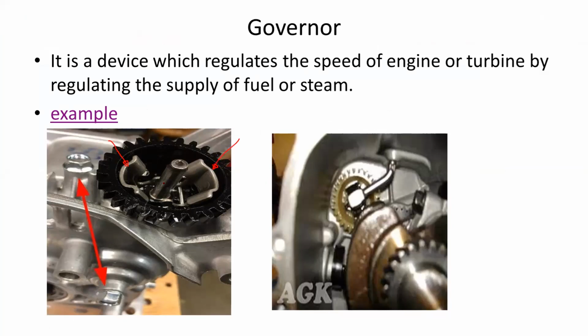So these are the small weights and this is the shaft. This is the shaft of the governor. This is called a spindle, and this spindle is connected to this gear. So this is the governor gear, and this gear is connected to the crankshaft. Okay, basically the crankshaft is from the engine. And therefore this governor is directly driven by the engine.